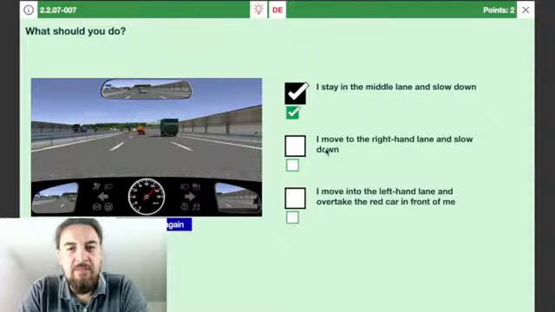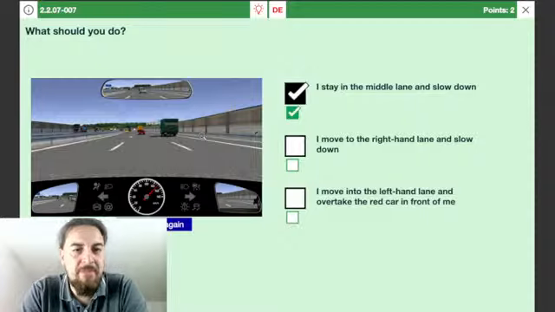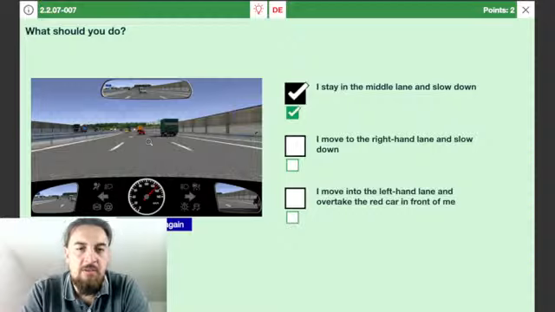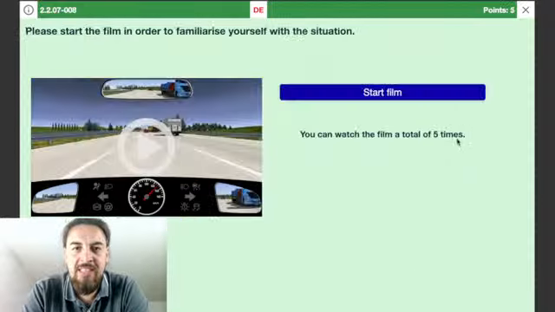Why? Because if you move to the right-hand lane and slow down, there are trucks and you are probably driving much faster than them. We are driving 130 and the truck is probably driving around 90. So you have to brake a lot. No, you stay in the middle. And moving into the left-hand lane and overtaking the red car in front of me is not a good answer either, because that lane will stop and merge into our one. So the only thing is stay there, overtake the trucks, and however start to slow down so that you don't crash into the red car and maintain the safety distance.